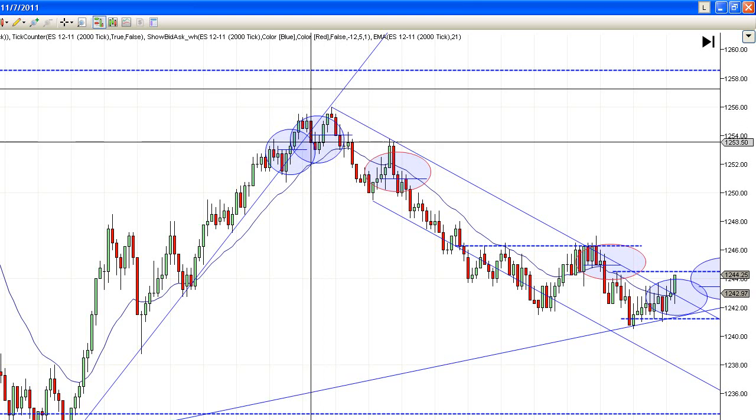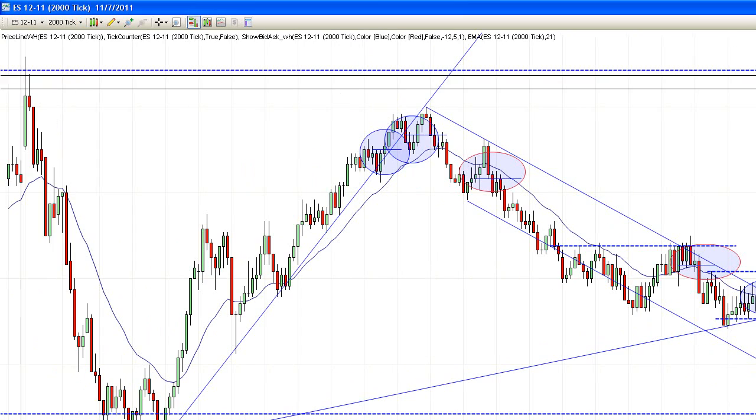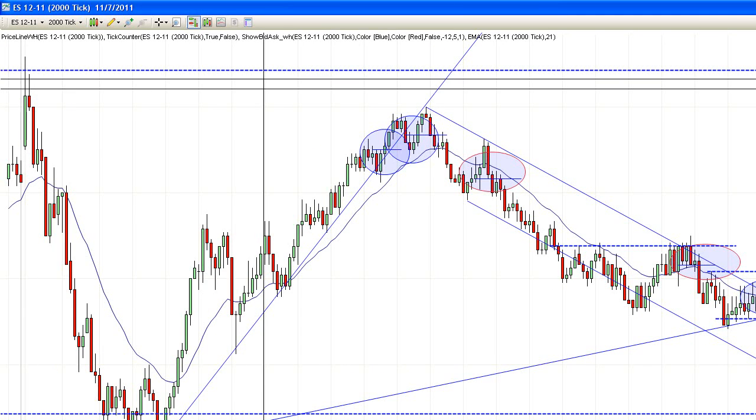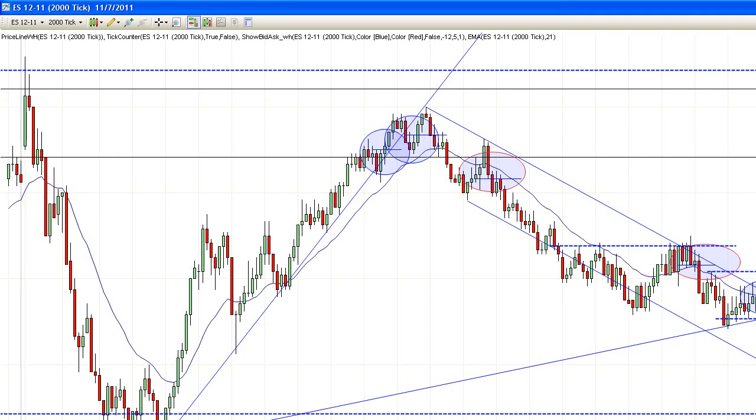Sometimes prices don't make it to the other side as high as they did before. They made it all the way up to the 12.58 area earlier during the overnight, but we didn't make that today, and prices turned down. But let's go to trade two here.